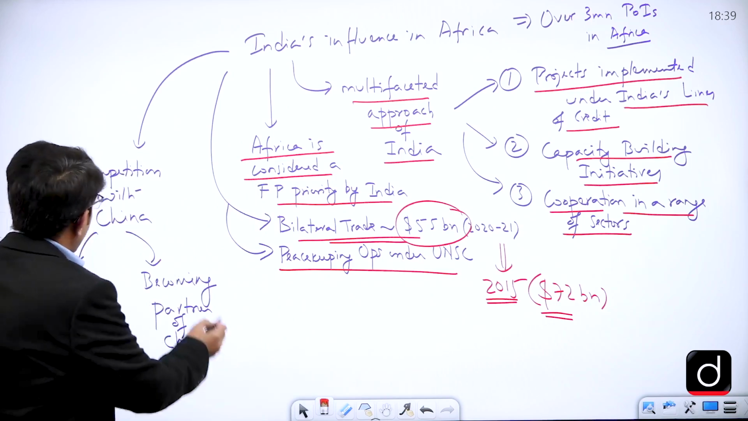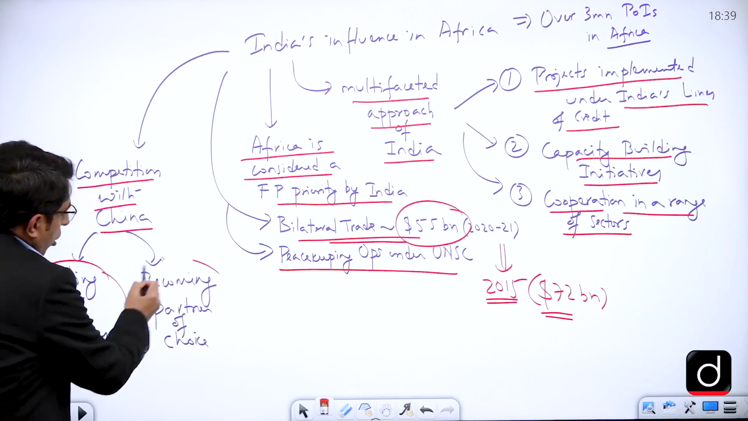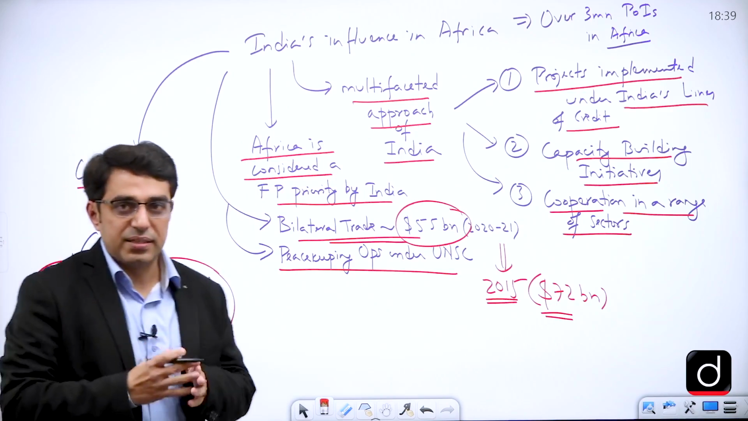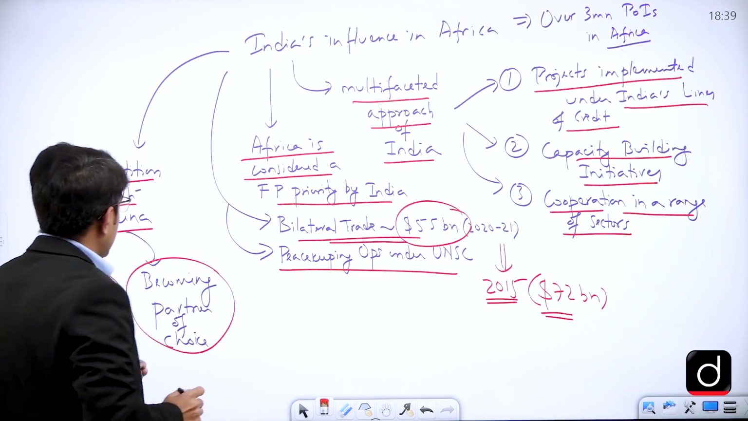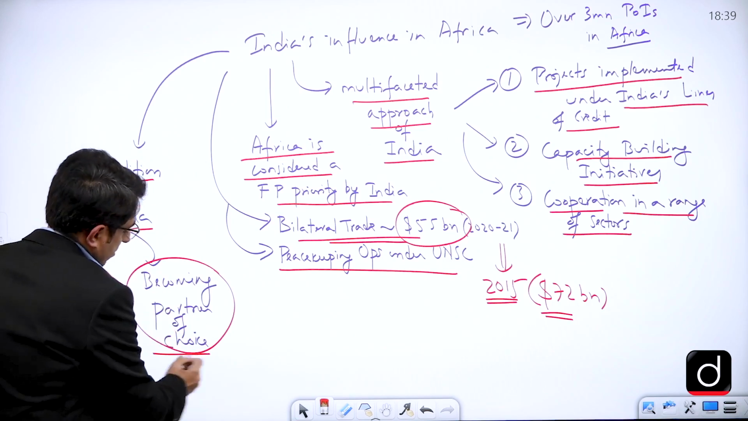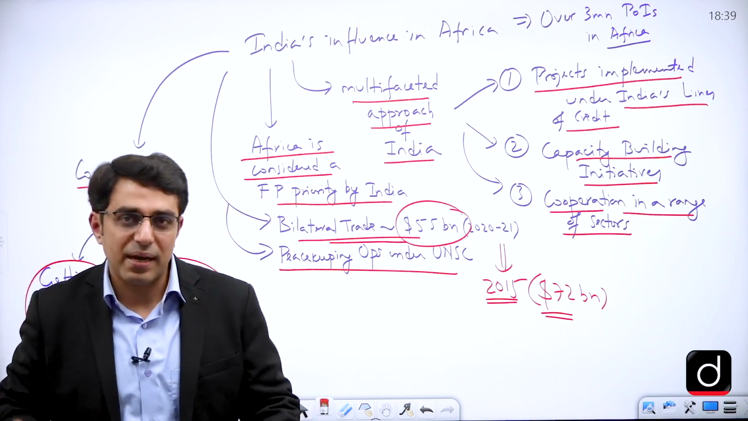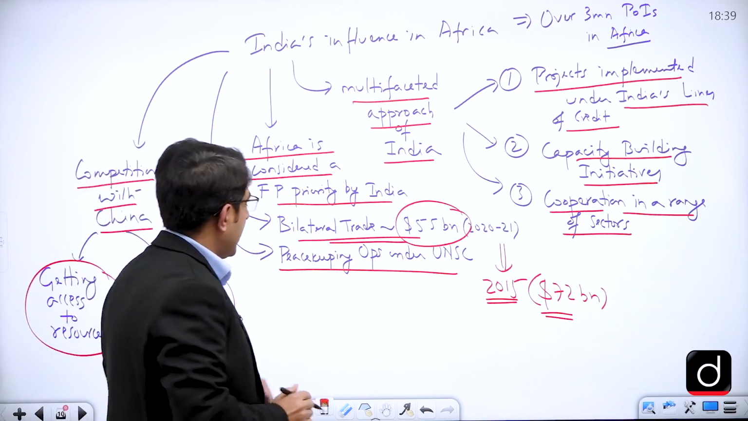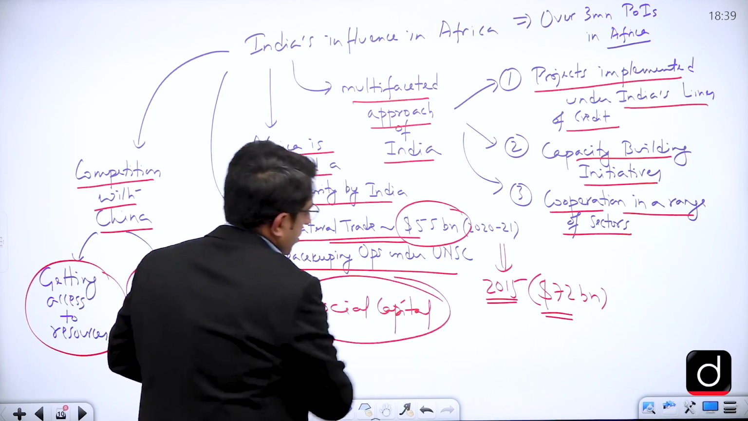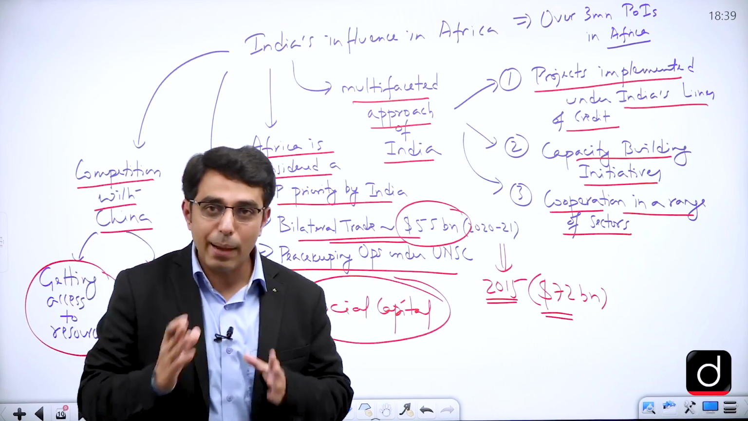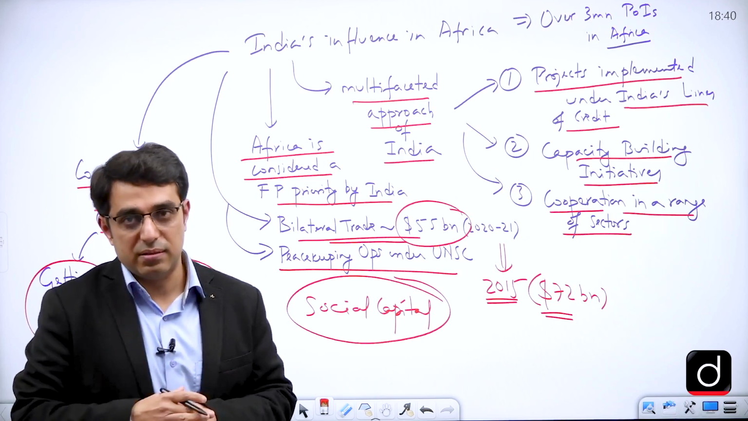Finally, we also talk about the competition with China, where we just say that India and China are locked in a fight to gain access to the resources of Africa, but also to become partner of choice for the African countries. Now, here China has had some edge over India. But again, we talk about India's social capital in Africa, which it has through its long association, the NAM movement and so on, where African countries are also more comfortable dealing with India.